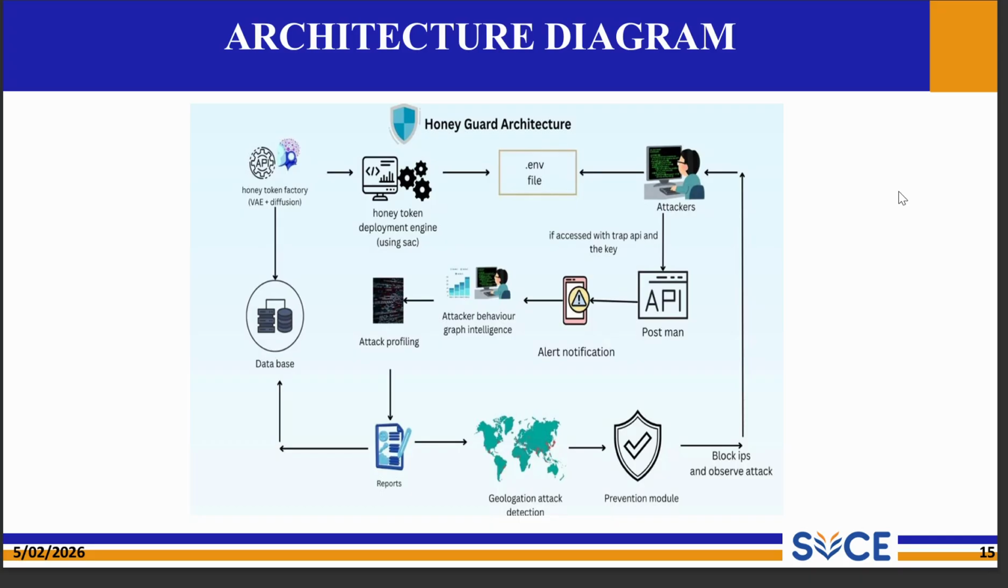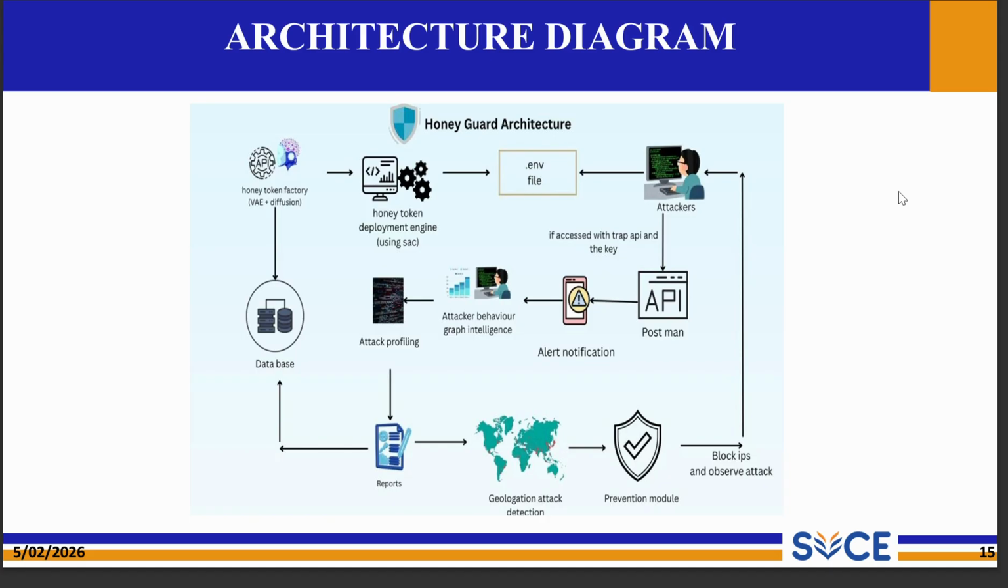So this is our architecture. Looking at the overall architecture, which we have named HoneyGuard, the flow begins with a honey token factory generating tokens using VAE and diffusion modules. These tokens are then deployed through the deployment engine into .env files and trap endpoints.